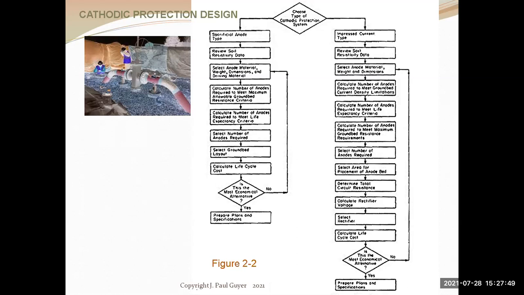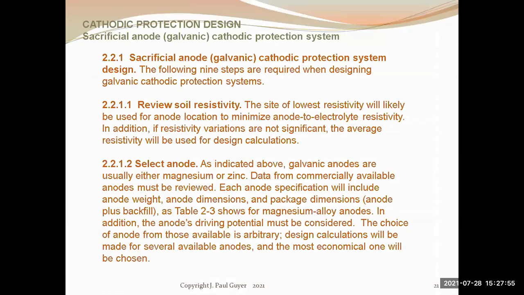So now the steps in the design of the less powerful but less costly sacrificial anode or galvanic cathodic protection system. And this, the simpler of the two systems, involves 9 steps in the process. First of all, just review your soil resistivity studies to make sure there were no goof ups or anything like that. And then the next step is you select an anode.